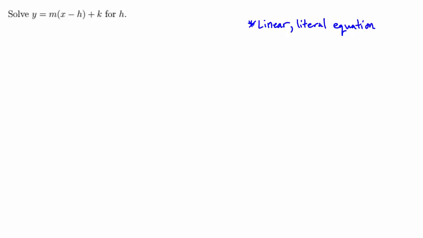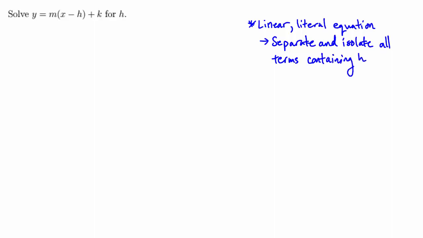So since it's linear and we're solving for h, we want to separate and isolate all terms containing h. And by separate, I just mean expand if necessary, combine like terms, and those things. So we will separate and isolate all terms containing h. So once we have all terms containing h on its own, we can then divide out any coefficient on h, and we'll do that to both sides.